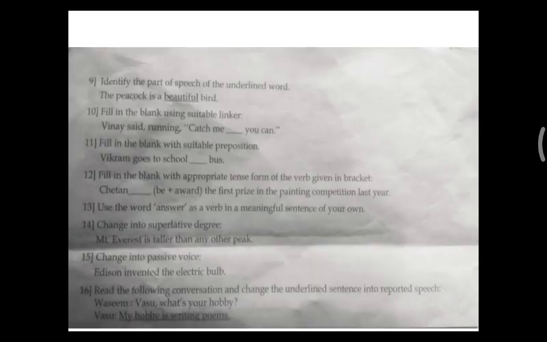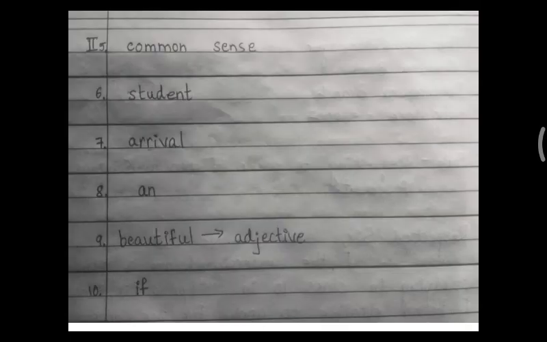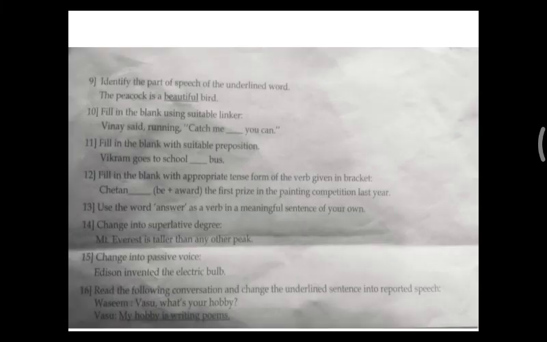Next question. Identify the part of speech of the underlined word. The peacock is a beautiful bird. Beautiful bird. How is the bird? It is beautiful. So what is it doing here? Beautiful is describing the noun bird. The word which describes the noun is called an adjective. So the answer is adjective.